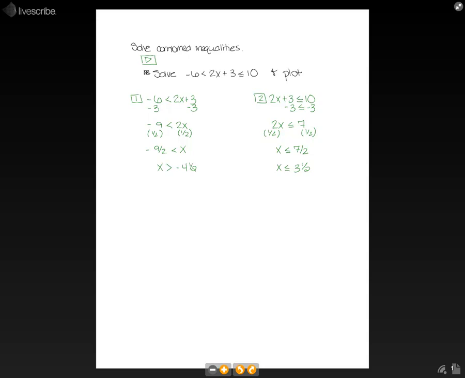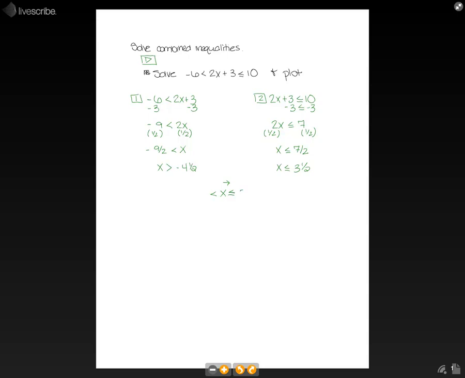Now, plotting this on the number line, we can do either at this point or after we combine them. If we combine them, all we have to do is make sure that our signs are facing the right directions and go from there. In a combined solution, we're going to have x as our center, less than or equal to, greater. Make sure you always read away from the x.